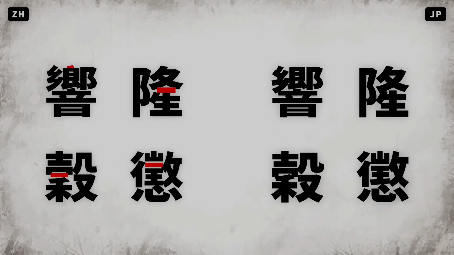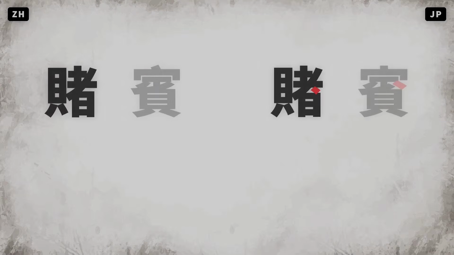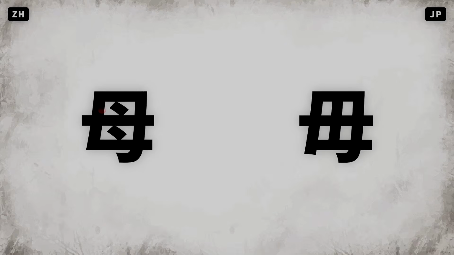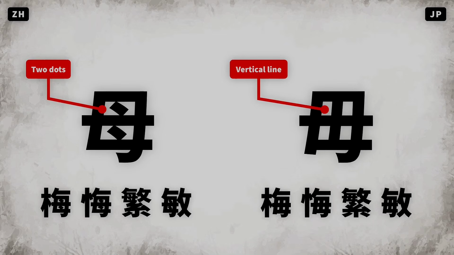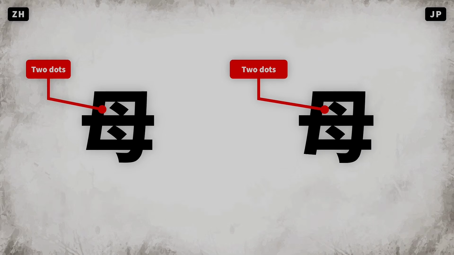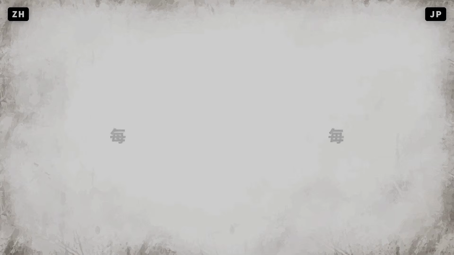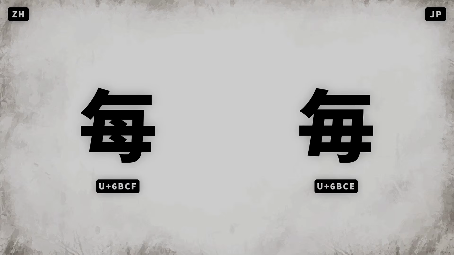Are there any examples of Japanese having an additional stroke compared to Chinese? Yes, there are. There are characters in which Chinese uses an element with 2 dots where its Japanese counterpart replaces it with a vertical line. But this is not always consistent. For example, the character itself, meaning mother, contains 2 strokes in the Japanese version as well. And some characters, like this one, actually have separate encoding.